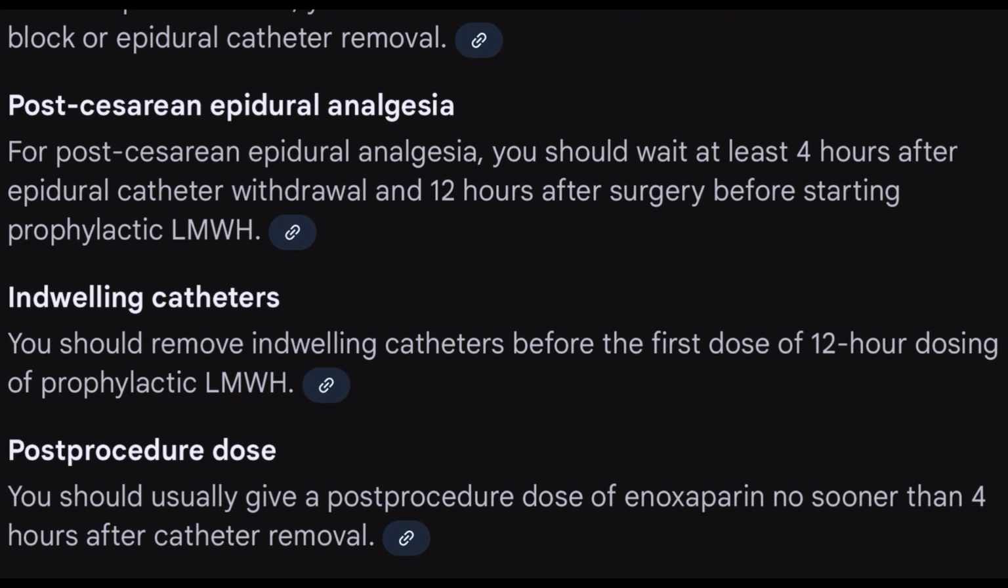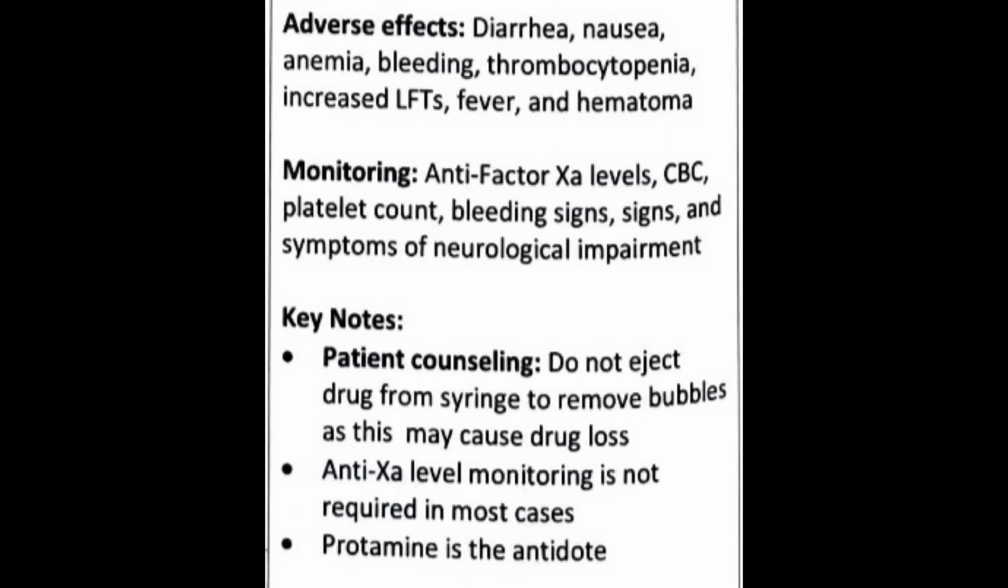Some side effects include anemia, increased liver function tests, and hematoma. You want to monitor the patient's CBC, platelet count, signs of neurological impairment, their anti-factor Xa level, which is actually not required in most cases, but it is something that you could monitor.